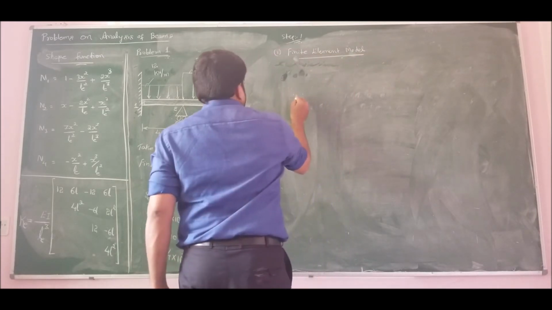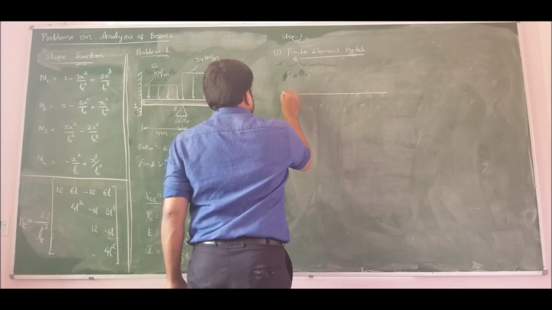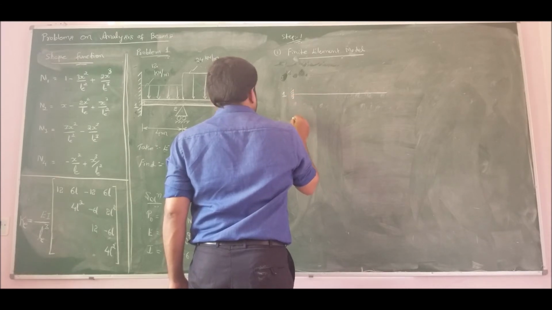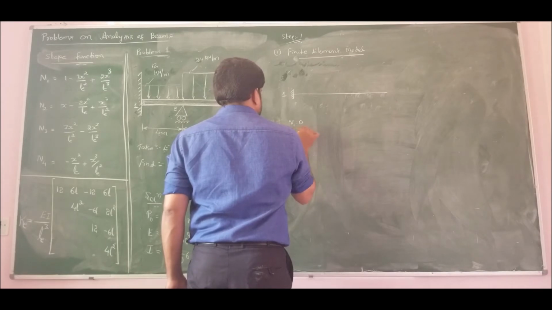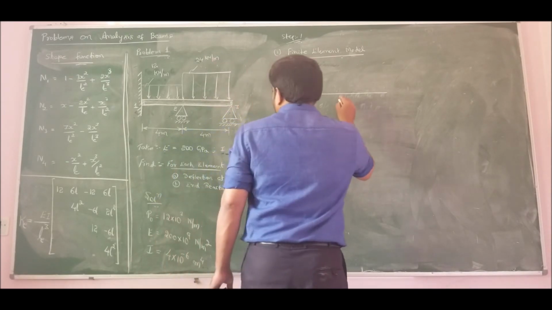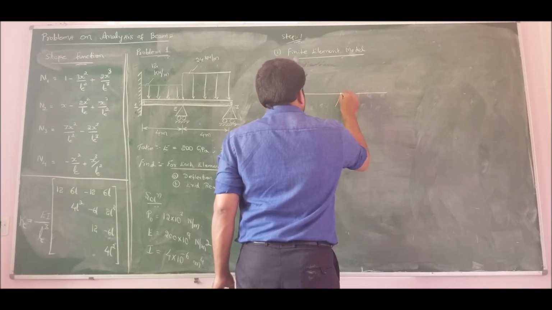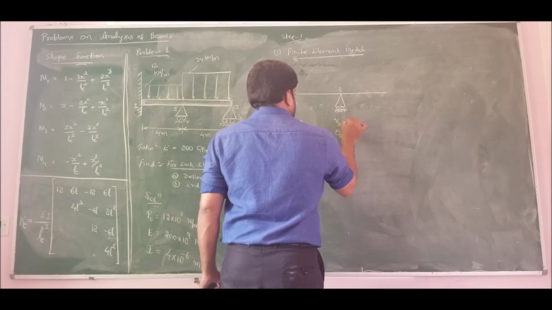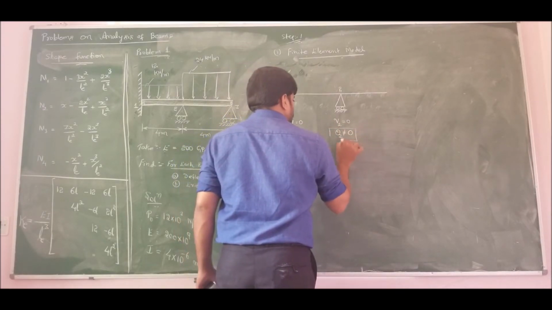If I do the finite element model for the given problem, at node 1 it is completely fixed. Therefore, the value of V1 is equal to 0, and theta 1 is also equal to 0. At node 2, we have arrested the movement in the y-axis. Therefore, deflection is equal to 0, whereas slope is not equal to 0.